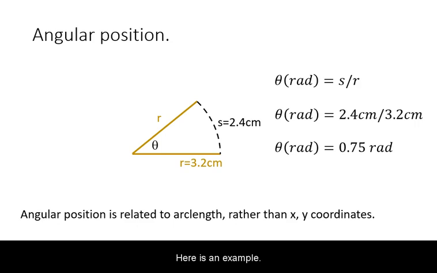Here is an example. Suppose the angular position of an object is 2.4 centimeters along an arc length around a curvature of radius 3.2 centimeters. If you divide this ratio, the angle will be 0.75 radians.